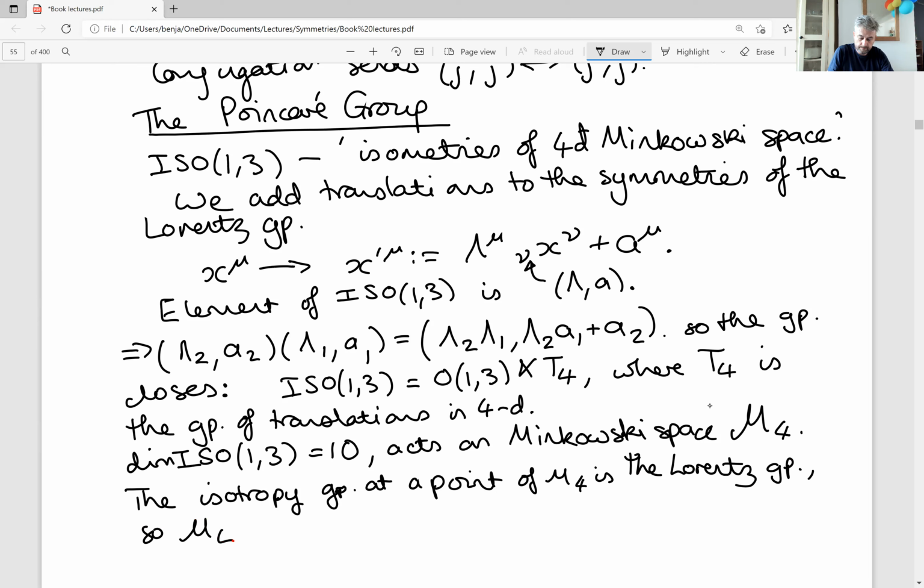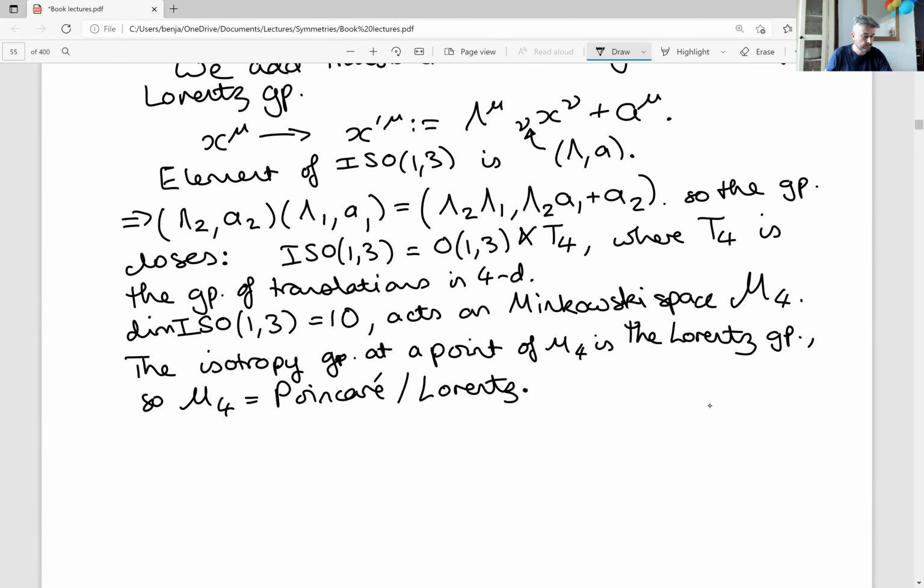So curly M4 is a coset of the Poincare group with the Lorentz group. In other words, we allow ourselves Poincare transformations, but we identify any points in this total space which are related by Lorentz transformations. Remember, the Lorentz group is 6-dimensional.